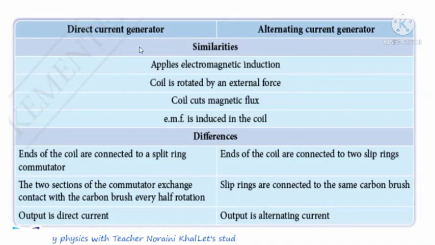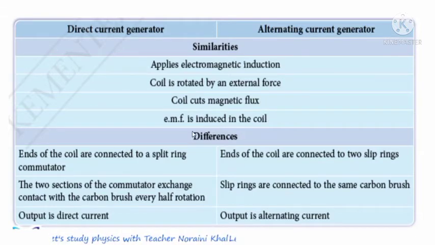Let's look at the difference between DC generator and AC generator. Similarities: both apply electromagnetic induction. The coil is rotated by an external force, meaning we need to supply mechanical energy. The coil cuts magnetic flux, and EMF is induced in the coil.